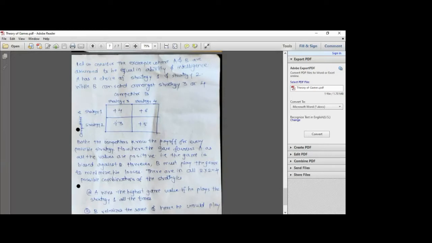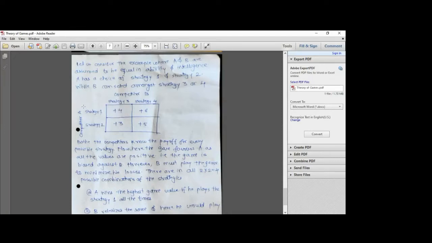Right? For example, how are these values read? So suppose A is playing his strategy 1, and at that particular time competitor B is playing his strategy 3. So for this particular combination, the result is +4. That means that competitor A is gaining +4. You can say rupees, points, or anything like that, but he is gaining +4 units.